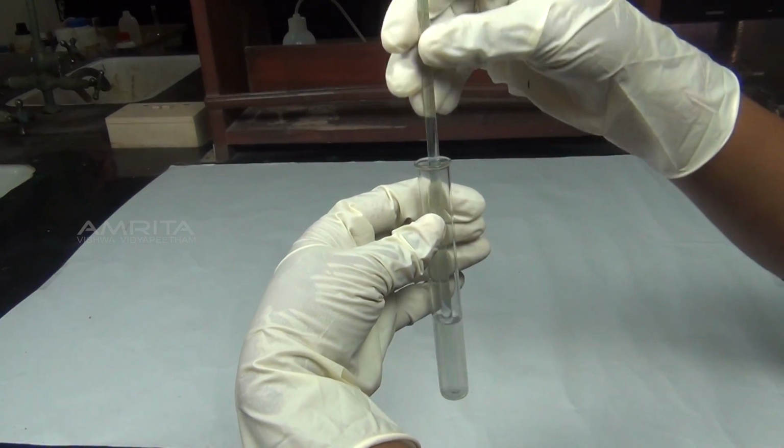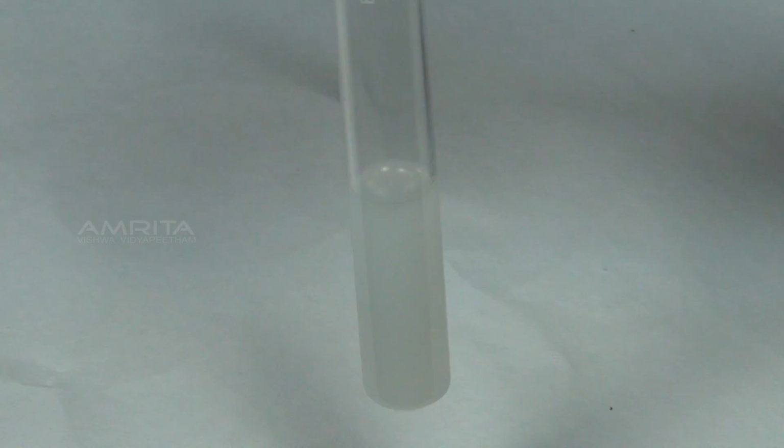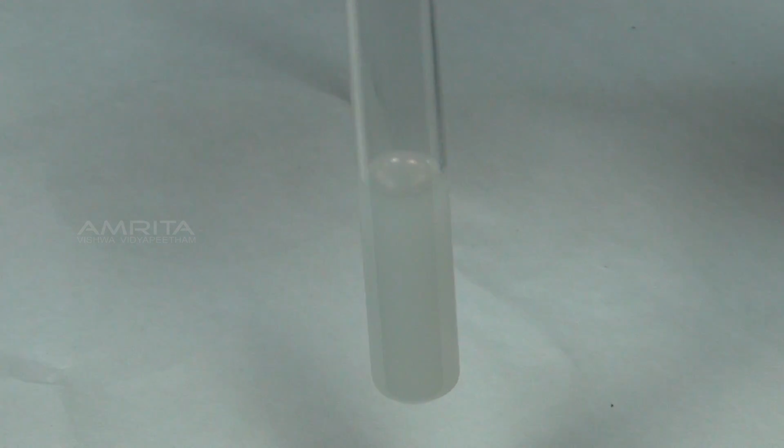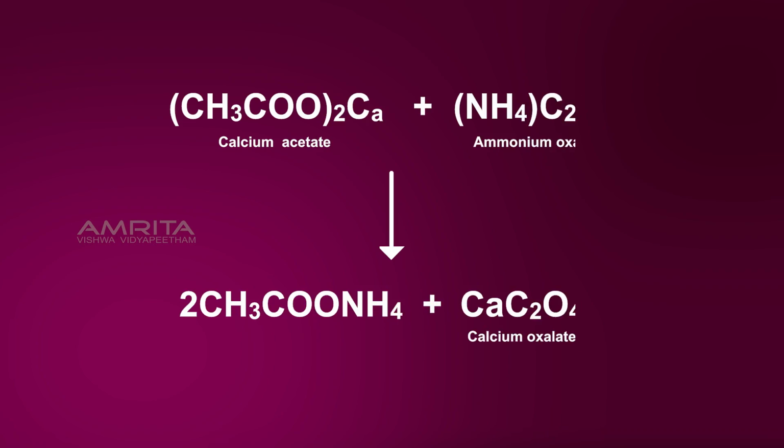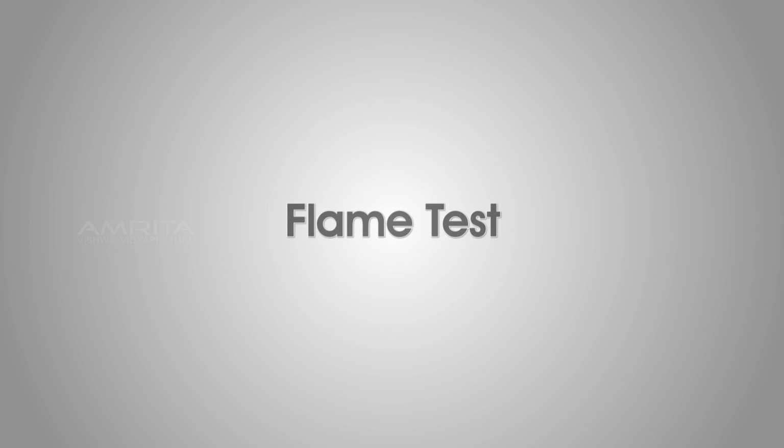Now, scratch the inner sides of the test tube using the glass rod. A white precipitate of calcium oxalate is formed due to the reaction of soluble calcium acetate with ammonium oxalate. Flame test.